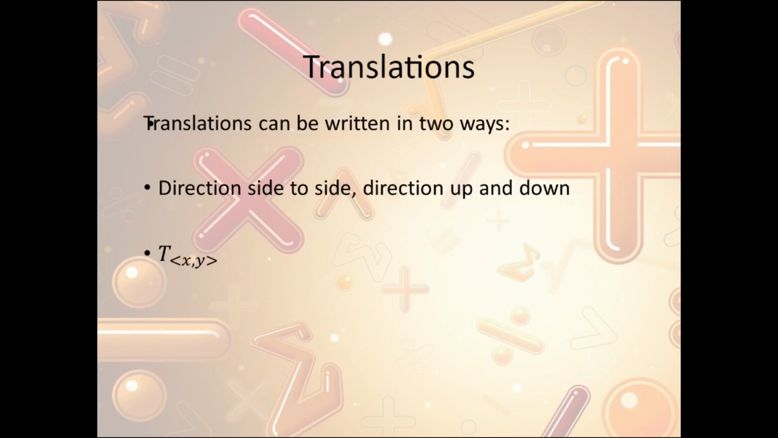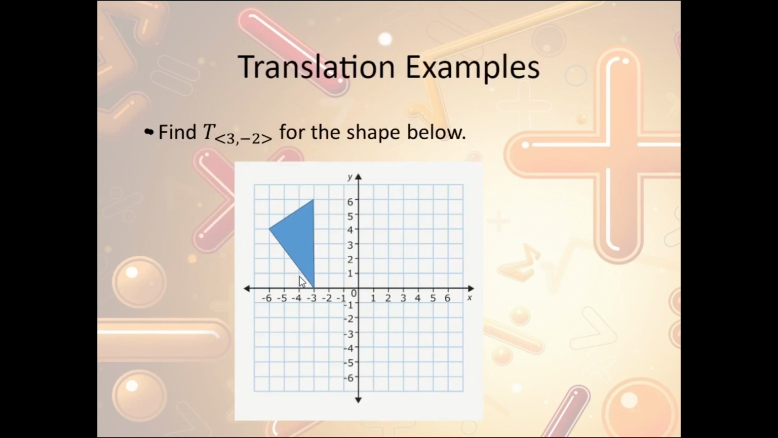So there's two ways that translations can be written. We could write it as a direction, side to side and up and down. So we could say we're going to move to the right 6 units and then down 4 units. Or we could write it this way, T, and then these little carets here, and then x, y. X represents the change in the x, so the side-to-side movement, and the y represents the y movement, so the up and down movement.